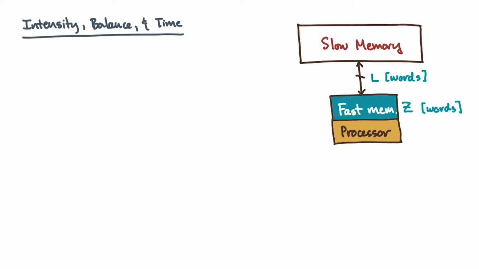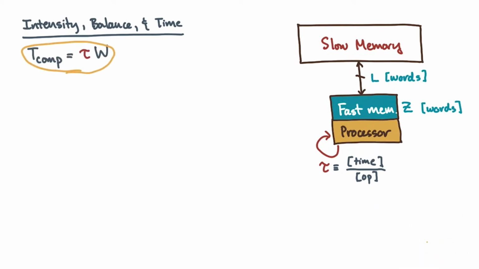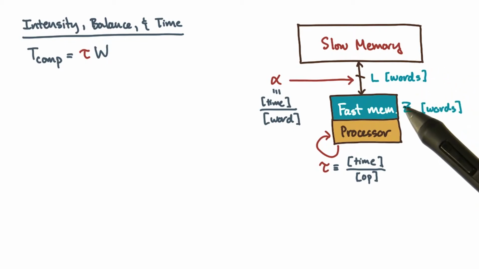Now consider the relationship between work, transfers, and execution time. Suppose the processor takes tau time units to perform an operation. Thus, the time to perform just the compute operations is tau times the work, W. Next, let alpha be the amortized time to move one word of data between slow and fast memory.